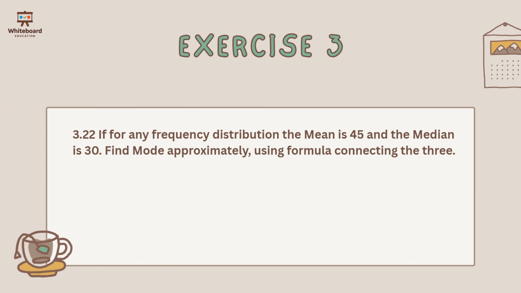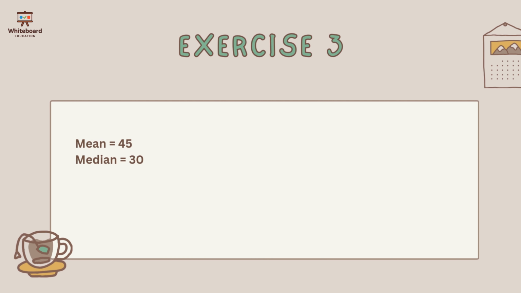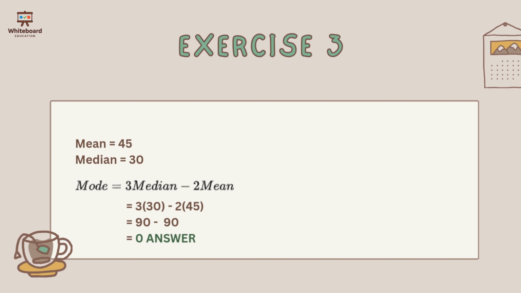Now, moving on to question 3.22. If for any frequency distribution the mean is 45 and the median is 30, find the mode approximately, using the formula connecting the three. Okay, so we know that mean is 45 and median is 30. What's the formula that connects the mean, median and mode together? Yes, you guessed it right. It is the empirical formula.